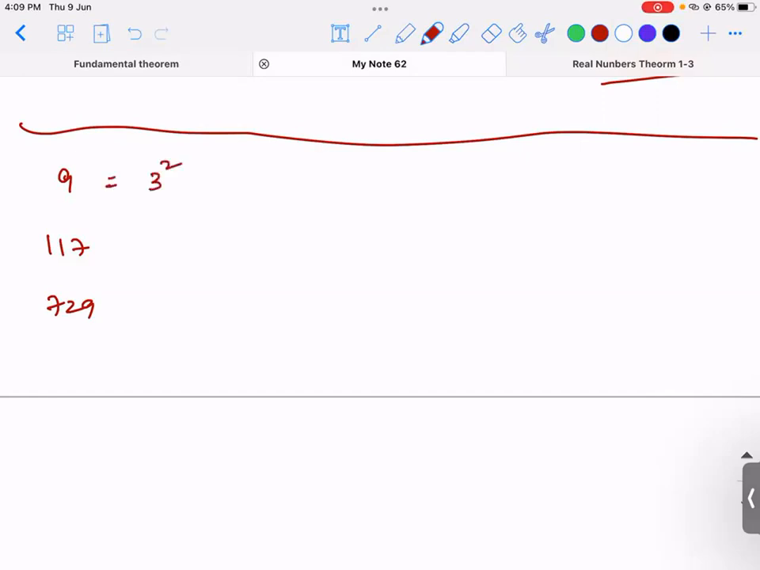So 9 is written as 3 square, obviously. 117 is 3 square into 13. Okay, 729 is 3 power 6. So what is going to be the highest common factor? It should be the multiplication of the common numbers with the least power. So what is the common number among all the three? 3, and the least power that you are able to see is 2. So 3 square is 9. So 9 is going to be the highest common factor.